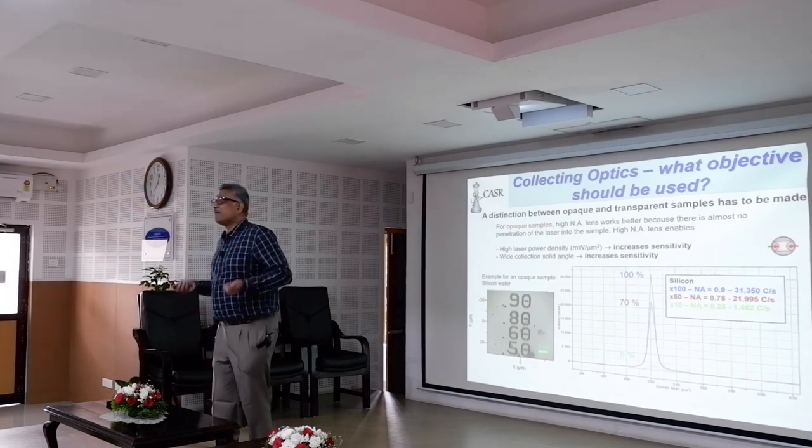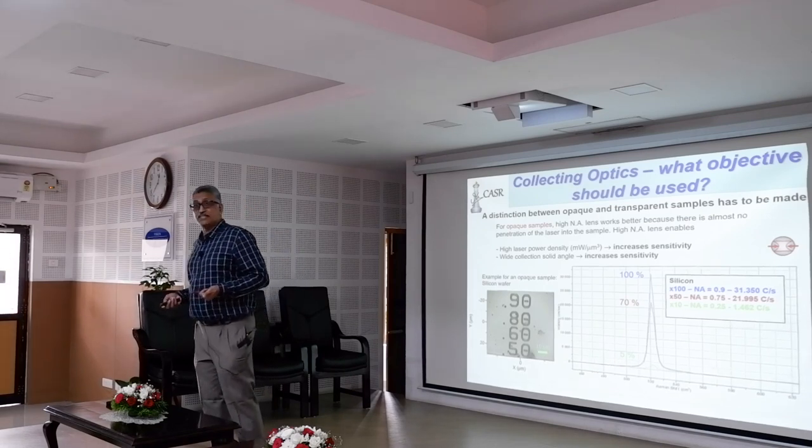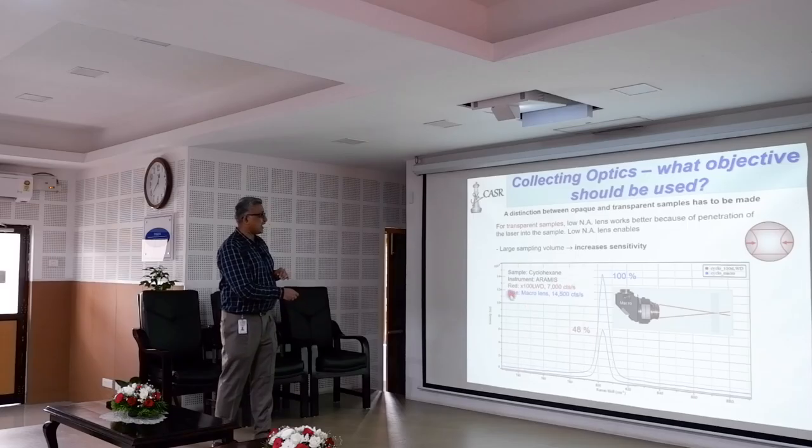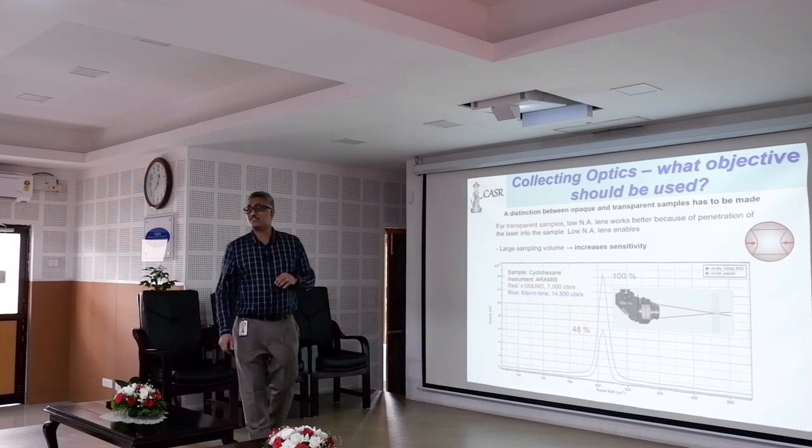But can I do the same thing with a transparent sample? Let us see what happens. If I use a transparent sample, that means a liquid which is transparent to the wavelength of light, you see I use 100x, which is red, and blue is 10x. You see the counts? 10x is giving me more signal.